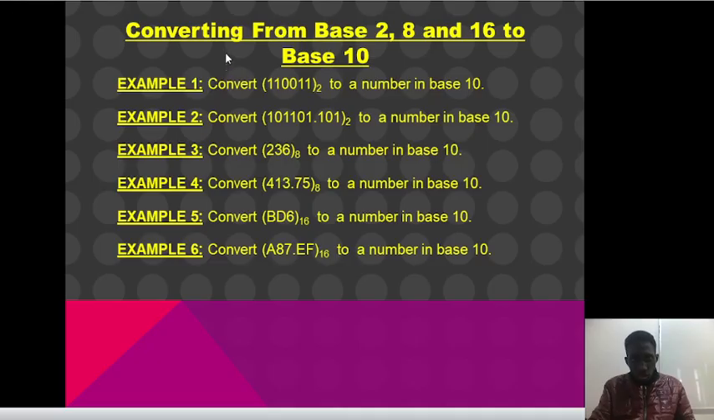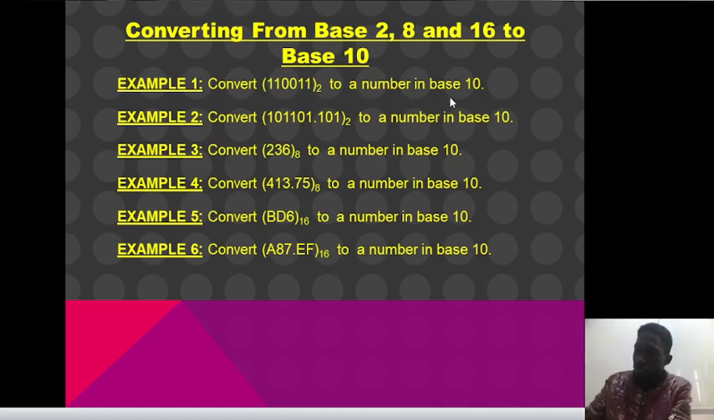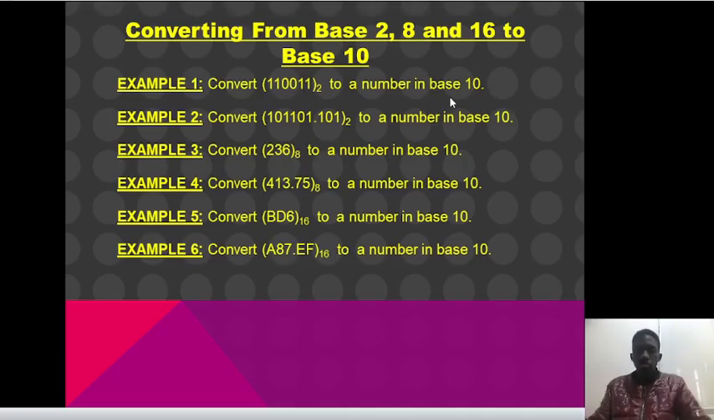So let's dive right into solving examples. We want to convert from base 2, 8, and 16 to base 10. So in our first example, we are asked to convert 110011 in base 2 to a number in base 10. So we need to convert this number in base 2 to a number in base 10.